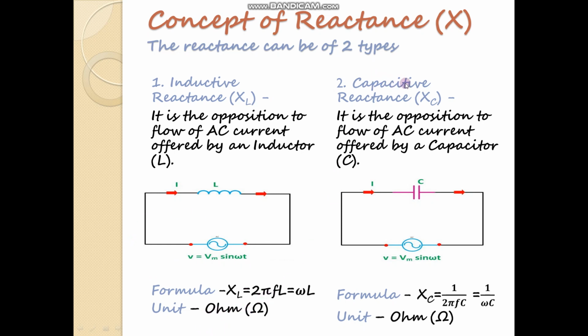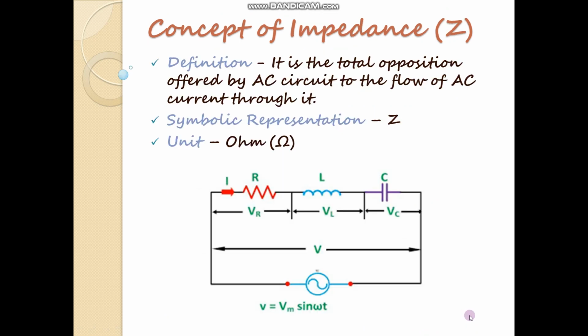The second type of reactance is the capacitive reactance denoted by Xc. It is the opposition to the flow of AC current offered by the capacitor C in the circuit, which is given by Xc equals 1 upon 2 pi FC, equal to 1 upon omega C, and its unit is also ohm.